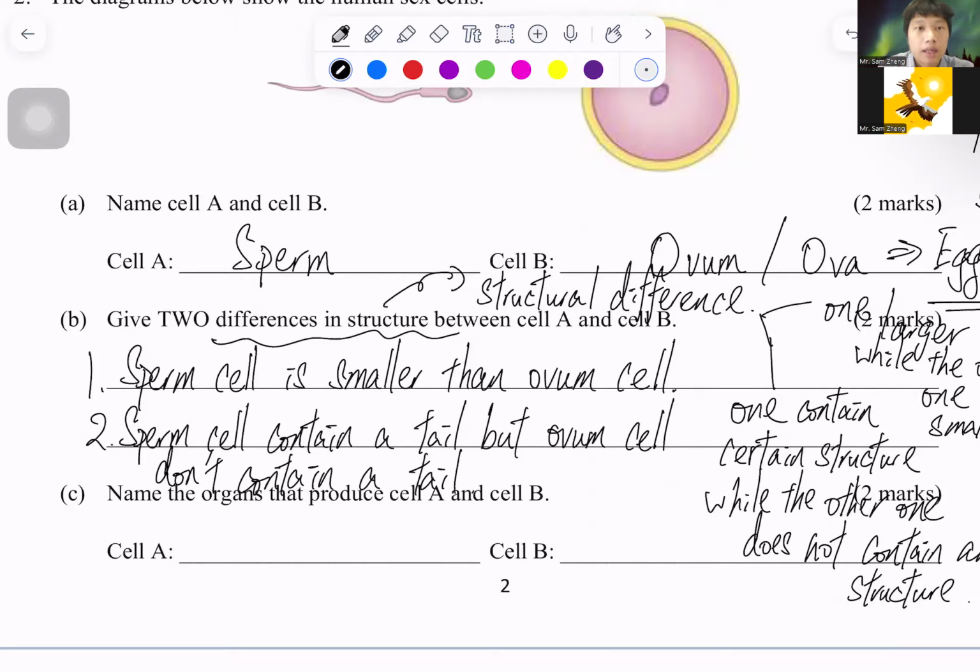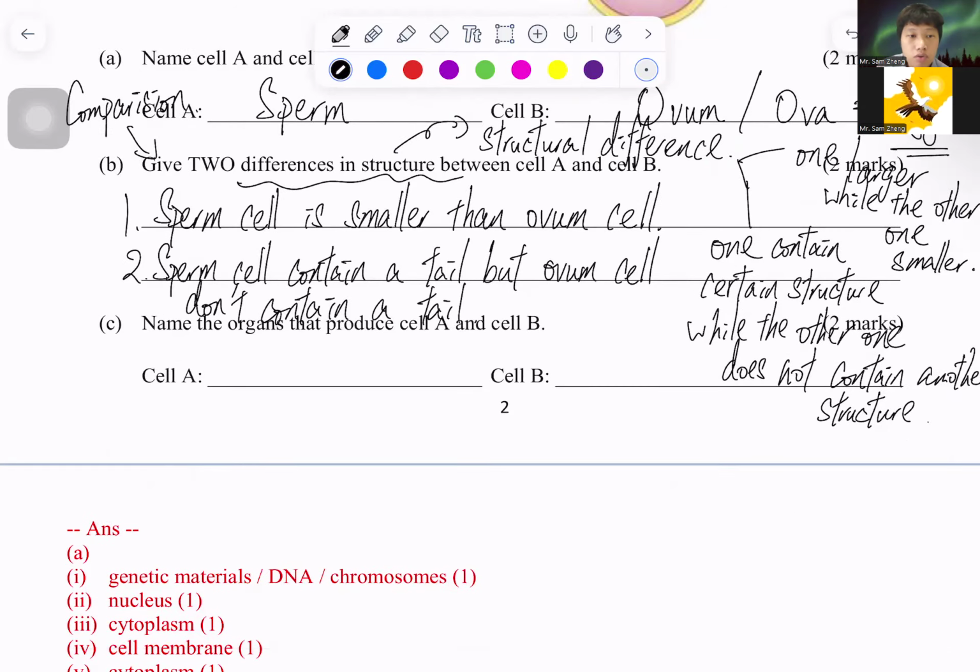Now, remember, you may already have a perception that the sperm cell contains a tail and the ovum does not, but you cannot just mention that the sperm cell contains a tail. It is important for you to mention that one contains a structure, but the other does not contain it. This is because it is a comparison question. Is that clear?